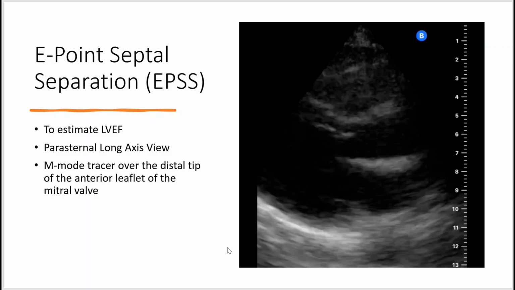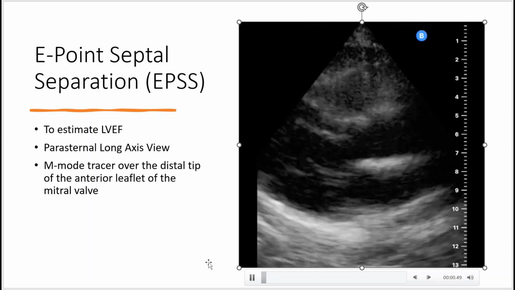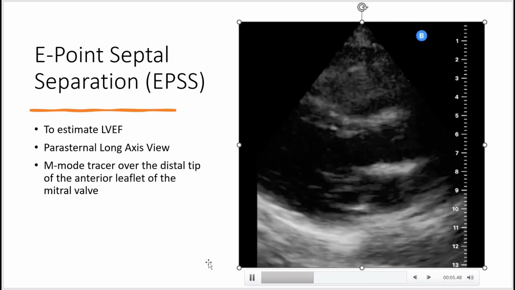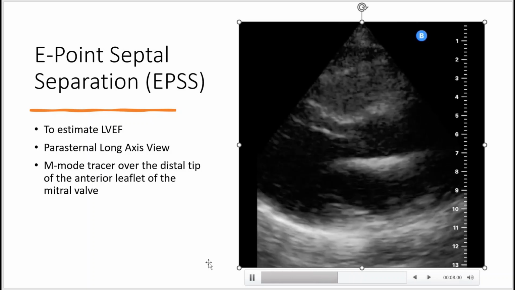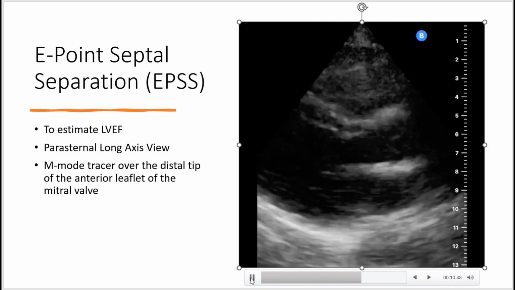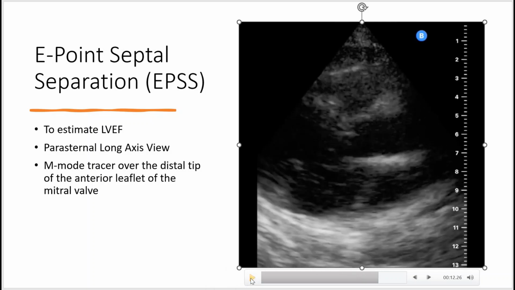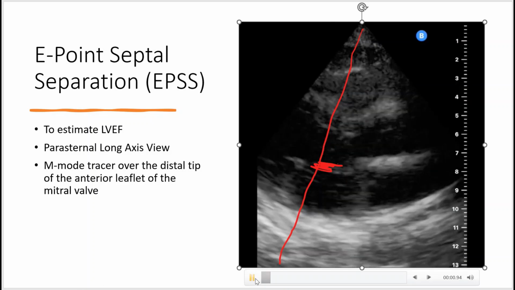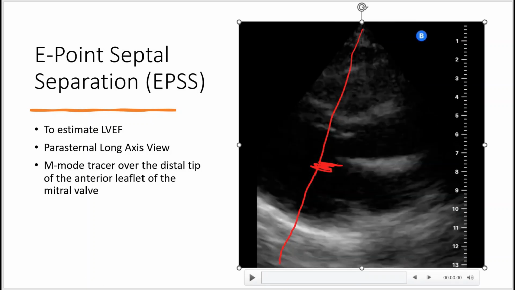The EPSS is used to estimate LVEF, or left ventricular ejection fraction, and it is done in the parasternal long axis view. To do this, you place the M-mode tracer over the distal tip of the anterior leaflet of the mitral valve. Let me show you. The mitral valve is around here. When you do the M-mode, you make sure you place the tracer straight down like that, at the tip of the mitral valve. So when I play it, it's around that area.